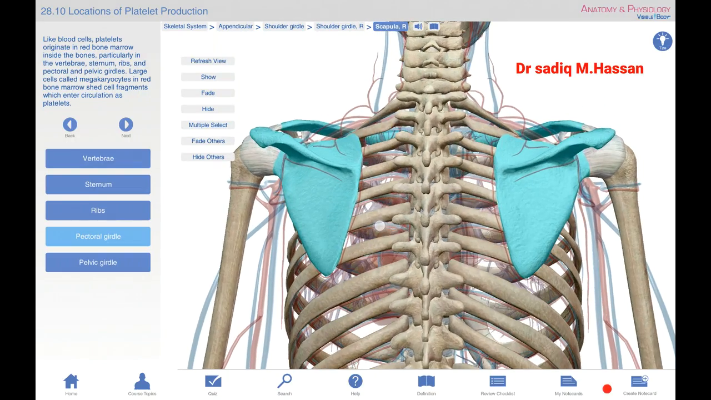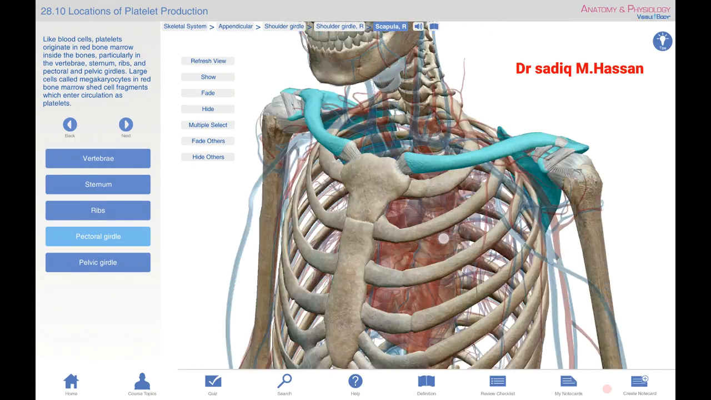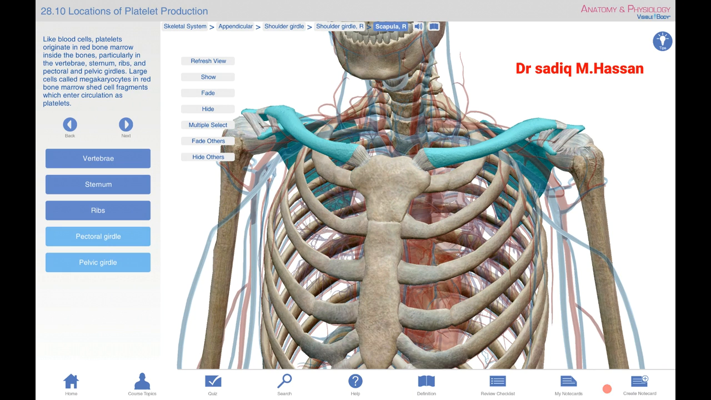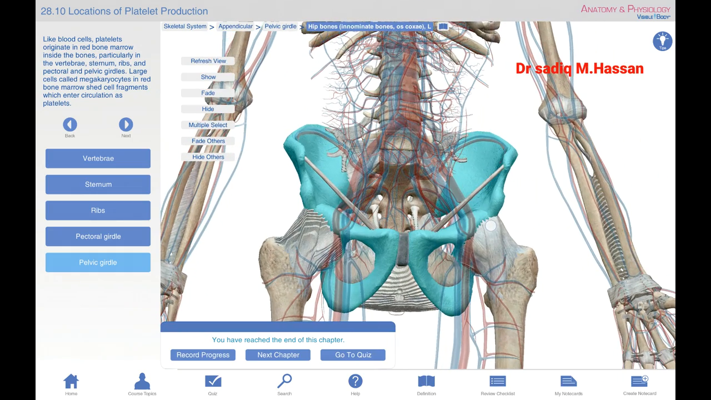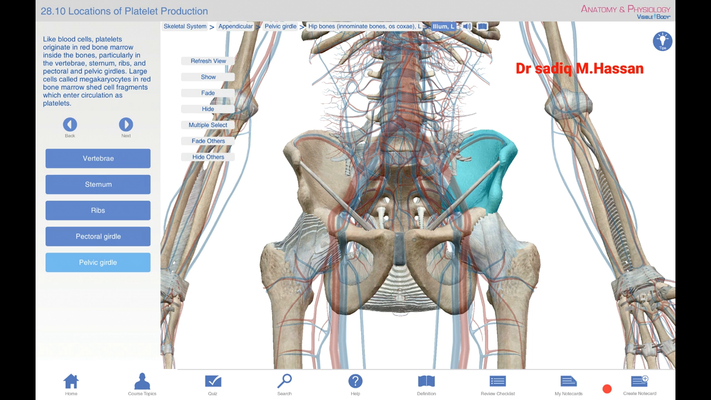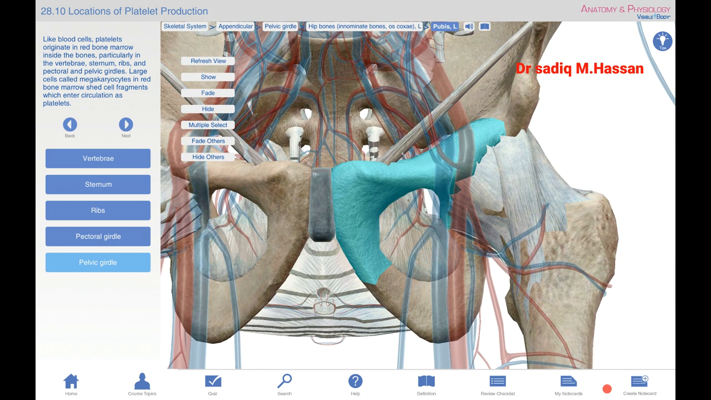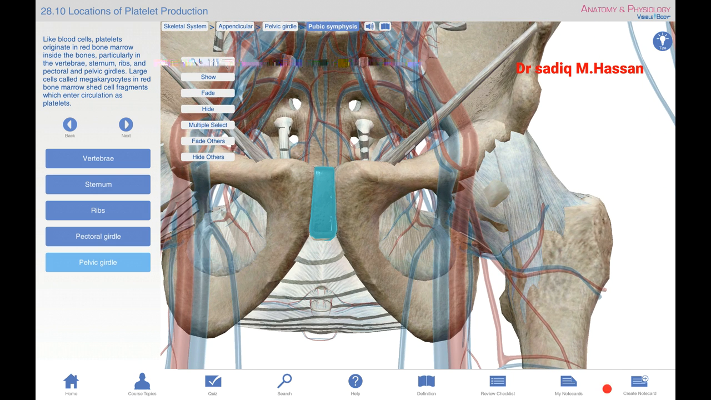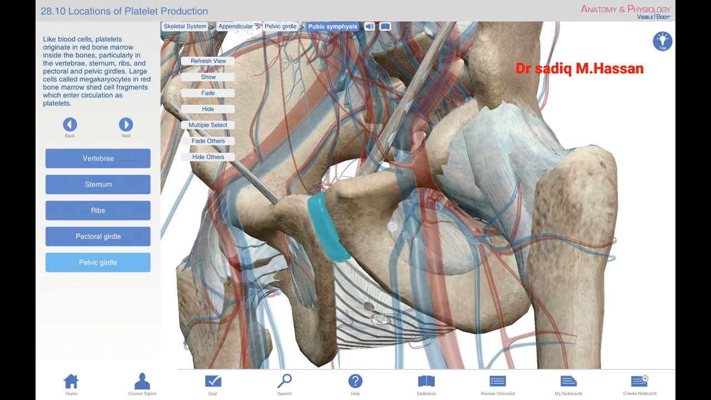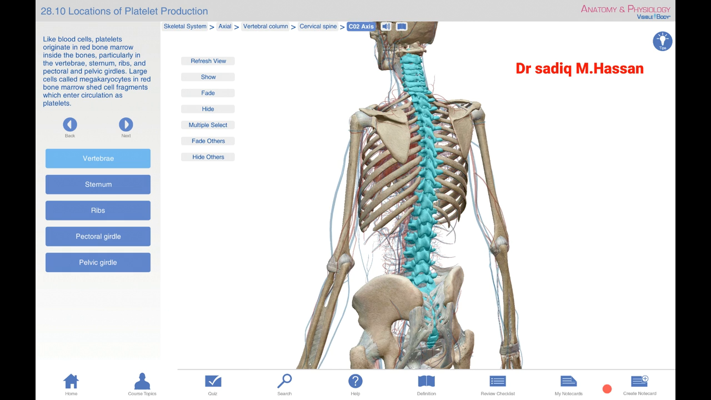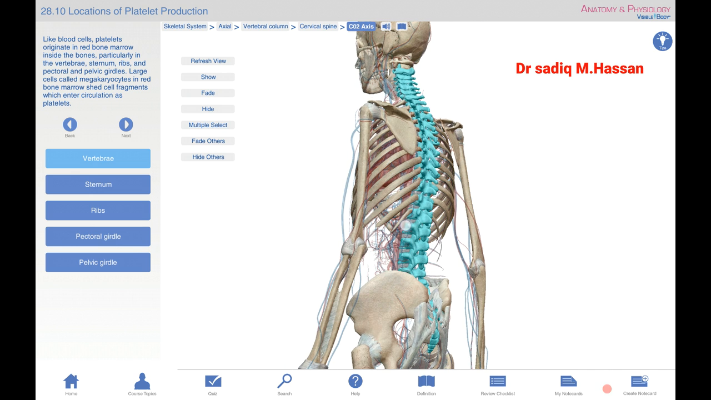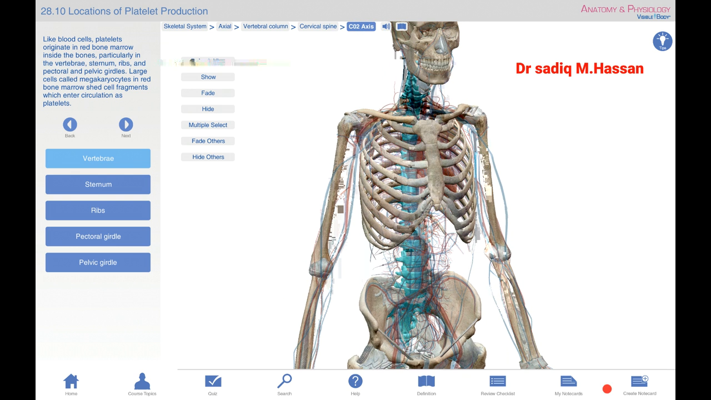We will discuss these bones in the skeletal system. This is the pelvic girdle. It contains the ilium, which is this one, and the pubis and the ischium. These come together here in a structure we call the pubic symphysis. This is the vertebra again. We will study the human skeleton in the skeletal system.